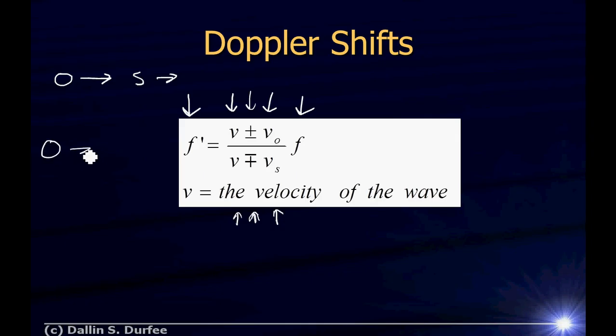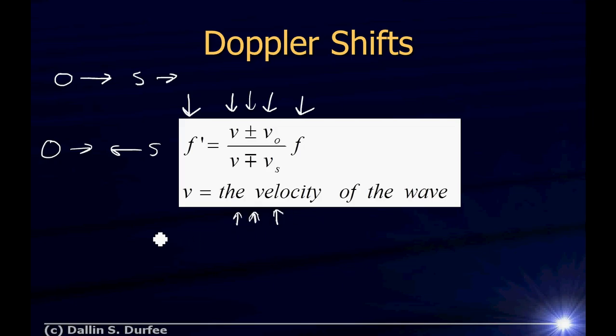If they're both moving towards each other, so here's the source moving this way, here's the observer moving this way. The observer is moving towards the source, so you'll use the upper sign in the numerator. The source is moving towards the observer, so you'll also use the upper sign in the denominator. All right? If you ever forget, just remember that this sign has to do with this velocity, and this sign here has to do with this velocity.